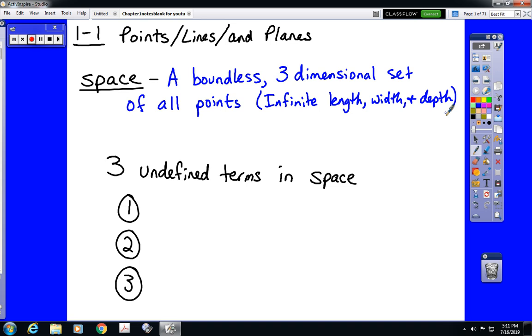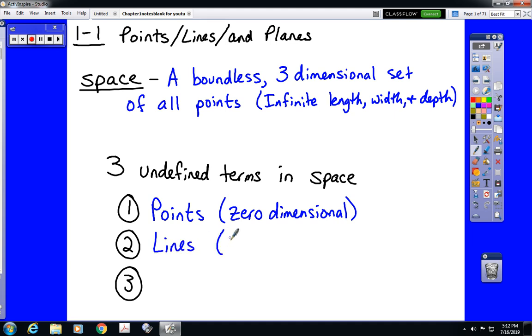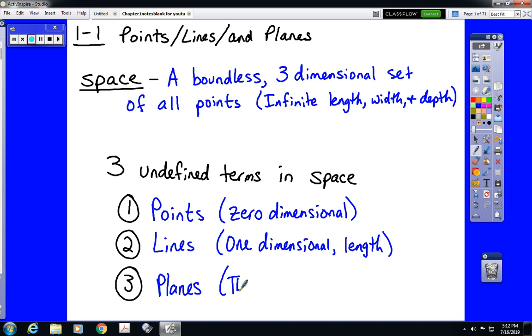Now, within space, we have three other undefined terms that we use in geometry. They are points, which are zero-dimensional. They do not have length, they do not have width. Lines, which are one-dimensional, meaning that they have length, but no width. And planes. Planes are two-dimensional.